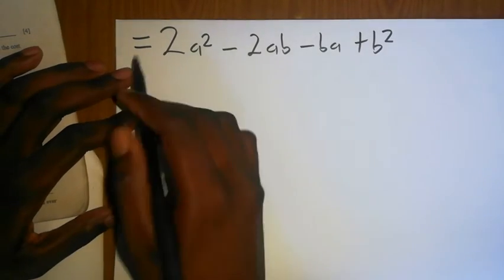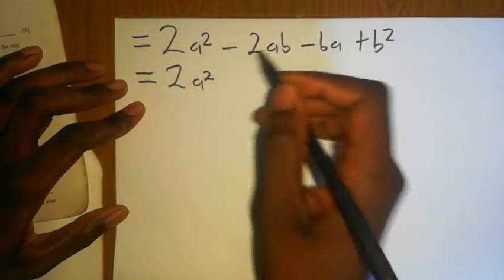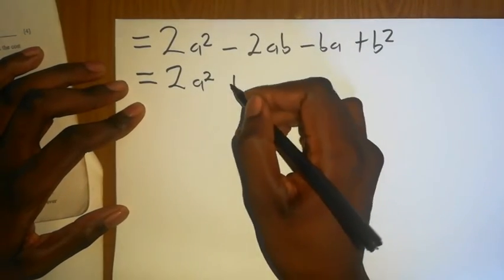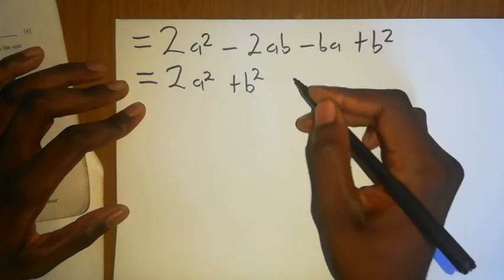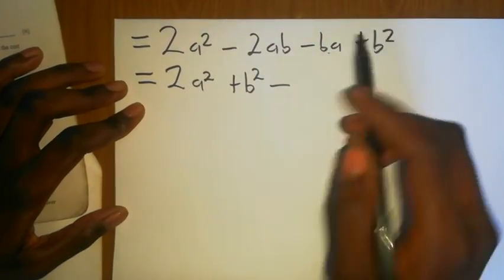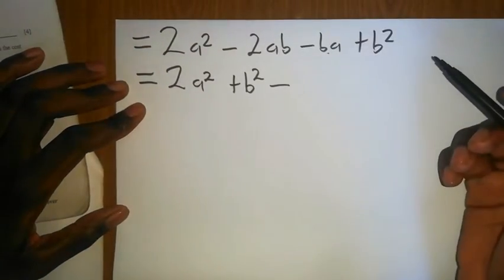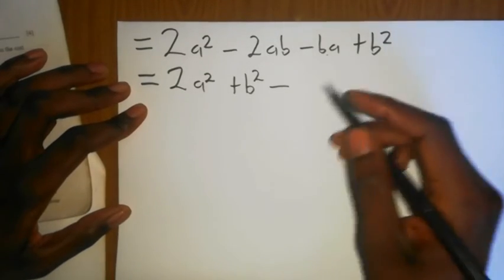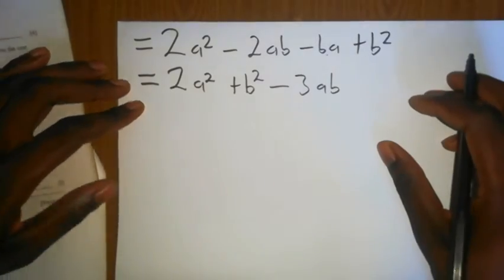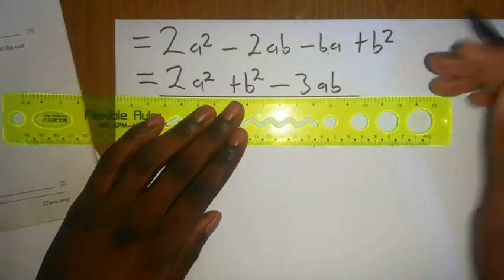So as I continue, that is equal to 2a squared. I want to arrange in ascending powers. So that's 2a squared plus b squared minus 2ab minus ba. What you have to understand is that AB and BA is the same thing. So you are going to compute your workings there, and you are going to obtain negative 3AB. That is your final answer.